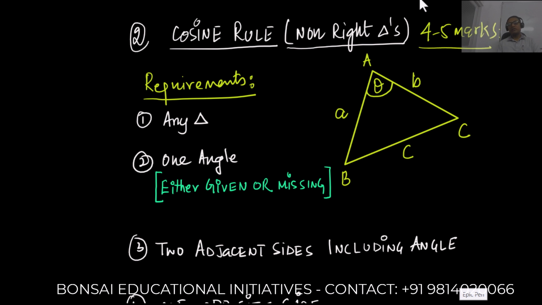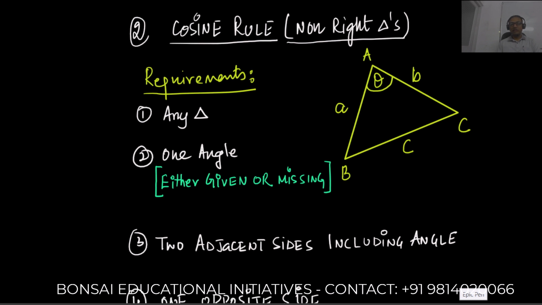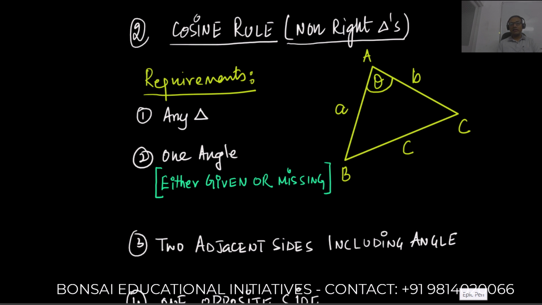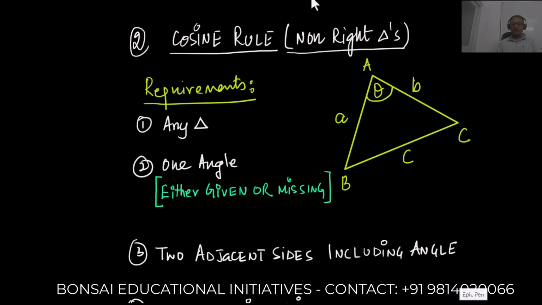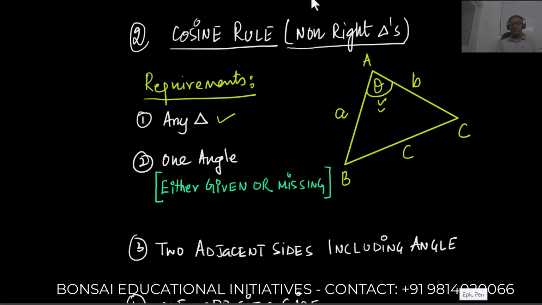Okay, so let us think how to use that cosine rule. First of all, we have to understand the requirements for the cosine rule. In any triangle other than a right angle triangle, what we would require is one angle, which should be given or the angle is missing.